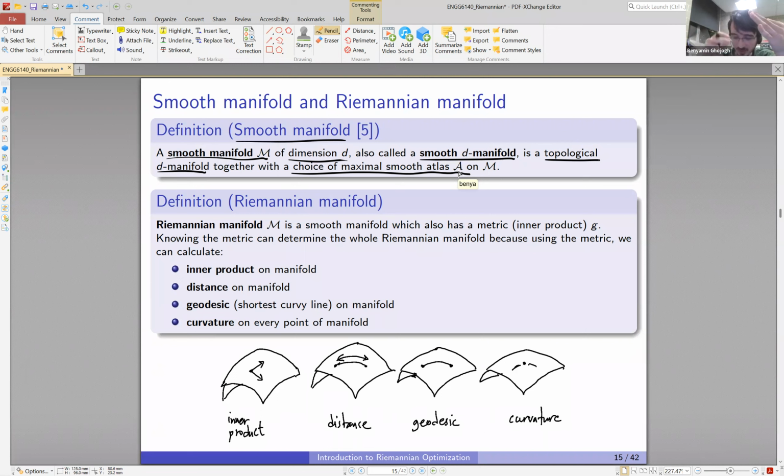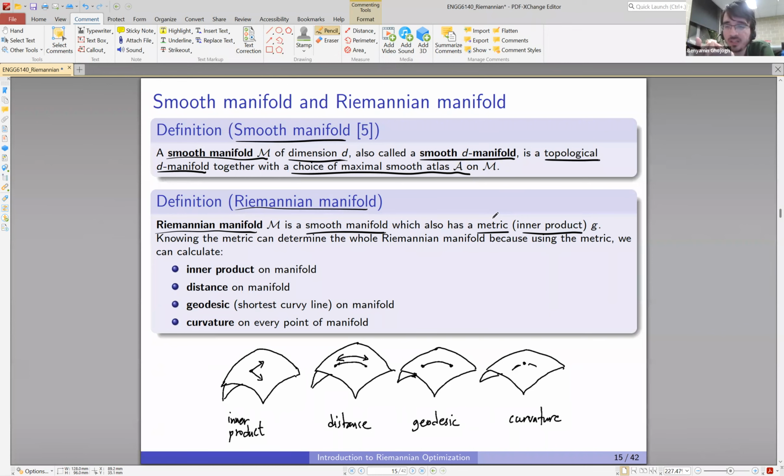Now let's define Riemannian manifold. Riemannian manifold is a step ahead. A Riemannian manifold M is actually a smooth manifold, but with some other characteristics. What is that? It's a smooth manifold which has a metric or inner product G. First off, don't confuse this metric with distance metric. Distance metric is something else, satisfying 3 or 4 characteristics, including triangle inequality, right? Like what we have in norms. So that's another thing. That's distance.